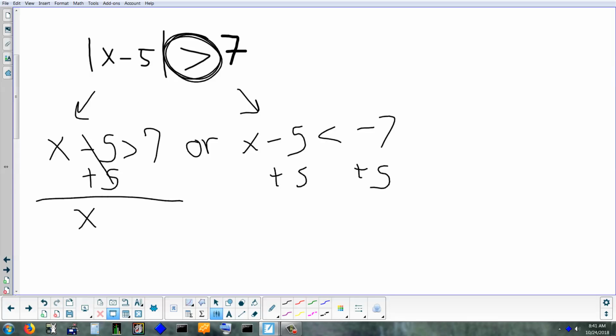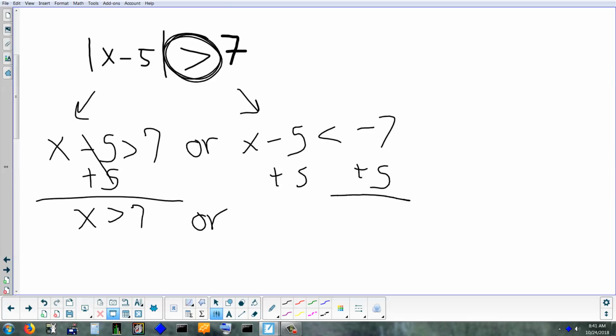When are the two times I would flip the sign? What's one situation that would cause me to flip the sign? Savannah? When you divide by a negative. What's the other? Matt? Multiply by a negative. I don't have that here. It stays the same. Bring my or down.